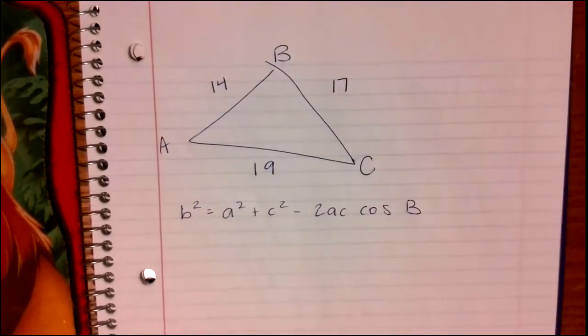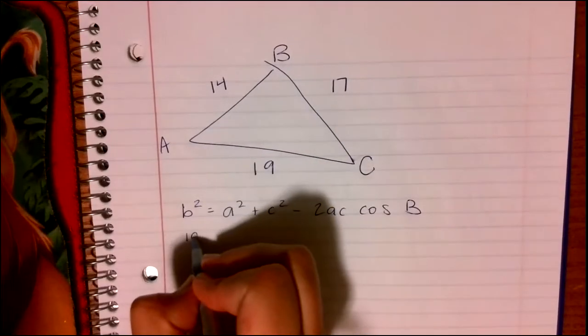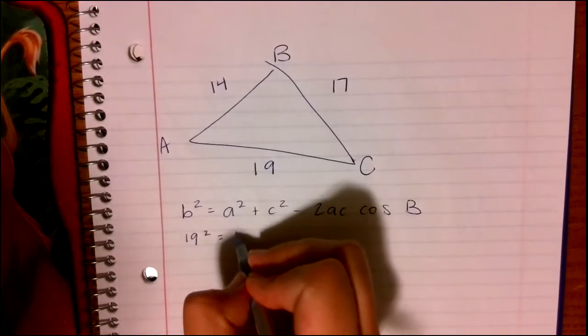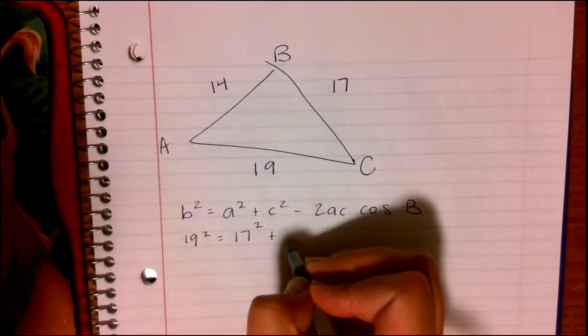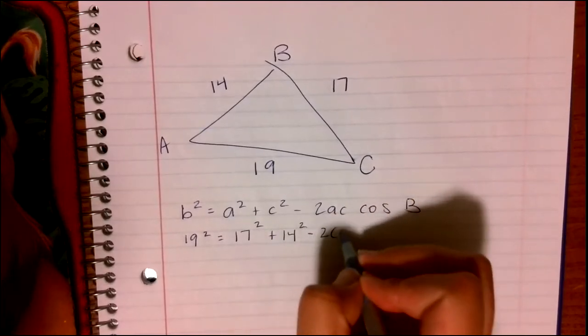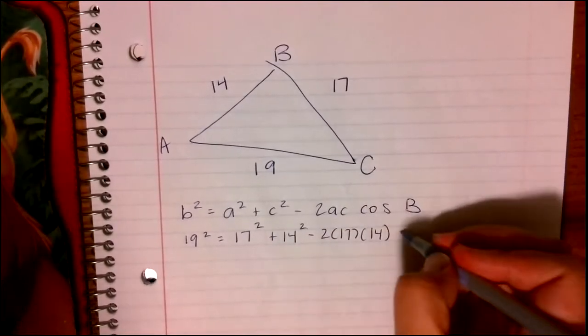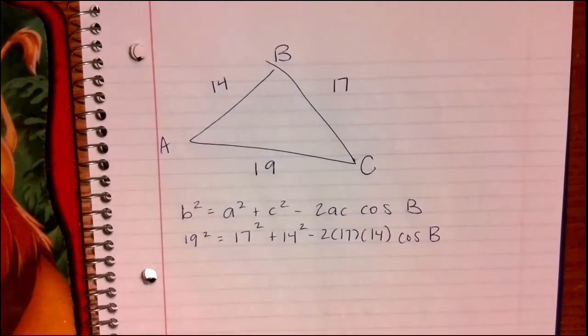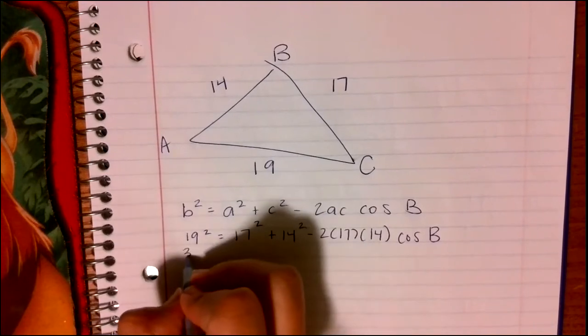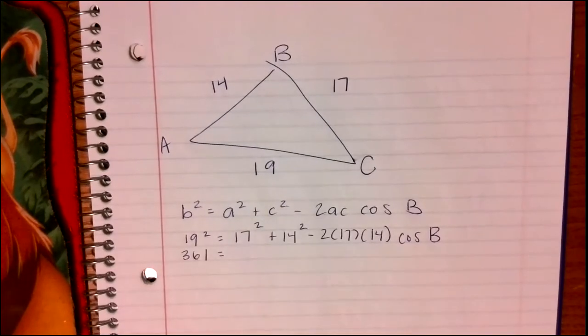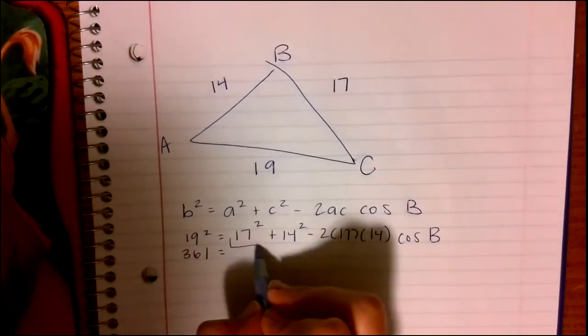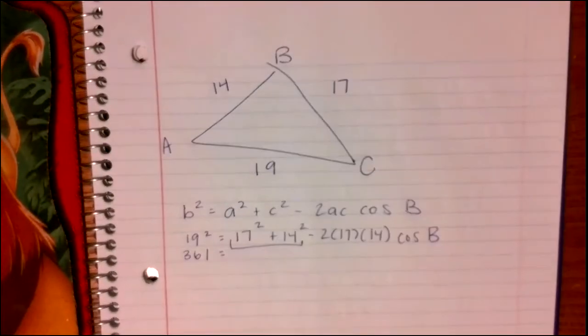All right, I'm going to plug in everything I know. This time I know side B is 19, side A is 17, and side C is 14. And I don't know angle B. So what we want to do is simplify what we can. So I'm going to simplify the 19 squared. So 19 squared is 361. And then I'm going to go ahead and do 17 squared plus 14 squared.